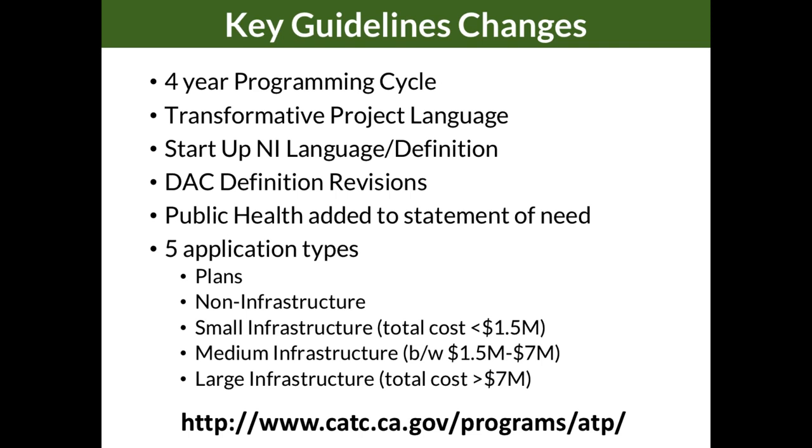So with this cycle, there will be separate applications for planning type projects and separate applications for non-infrastructure projects. And then for infrastructure style projects, the decision was made to have different application types depending on the total project cost. The idea behind that is that the California Transportation Commission felt it was unfair to ask the same amount of information from a project requesting $500,000 as opposed to a project that's requesting like $10 million. And so as we walk through the infrastructure applications, you'll see that the larger your project is, the more information and additional questions you'll be asked to answer.